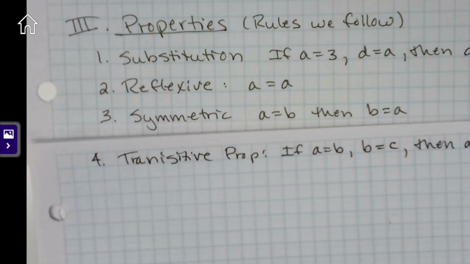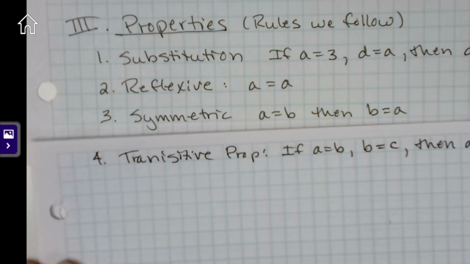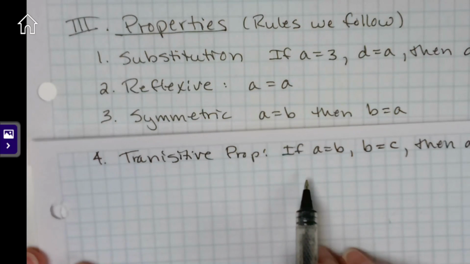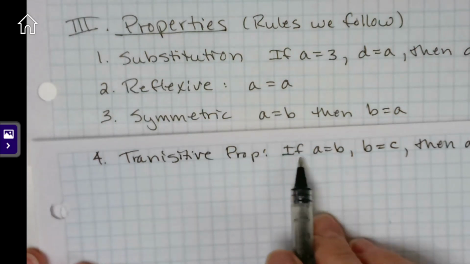That is transitive property. We'll answer questions at the end. So write your questions down if you have them. We'll answer them at the end. Transitive property you can recognize because it always has 3 pieces, A, B, and C.